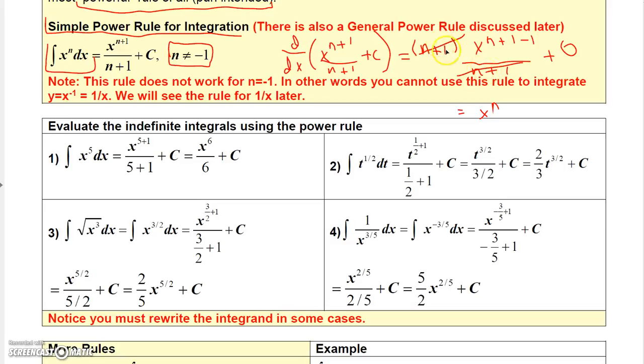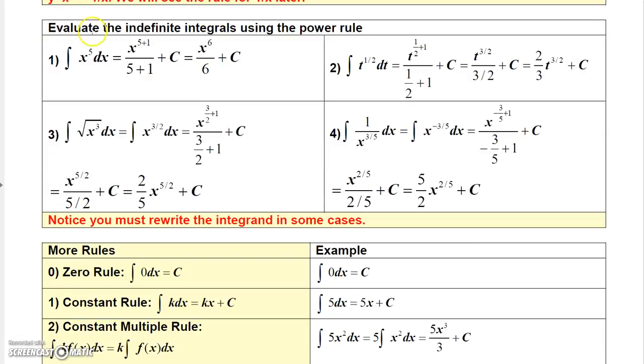But otherwise, you can cancel n plus 1 over n plus 1 and get 1. And then when you subtract 1 from n plus 1, you just get x to the n. And then, of course, the derivative of the constant is 0. So see, since the derivative of this expression right here is actually equal to x to the n, then I know I've got the right formula.